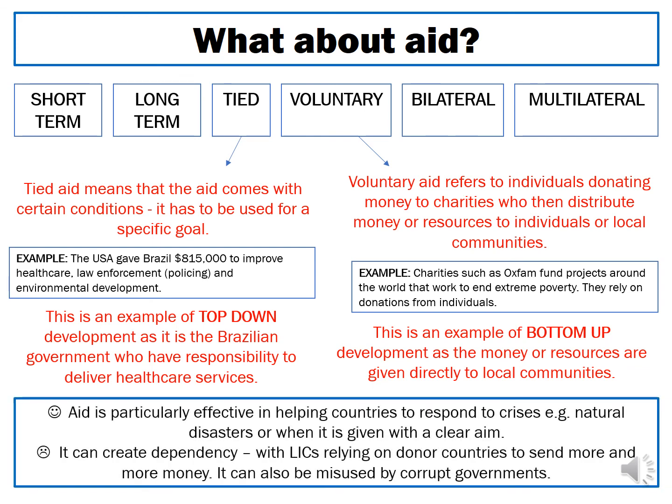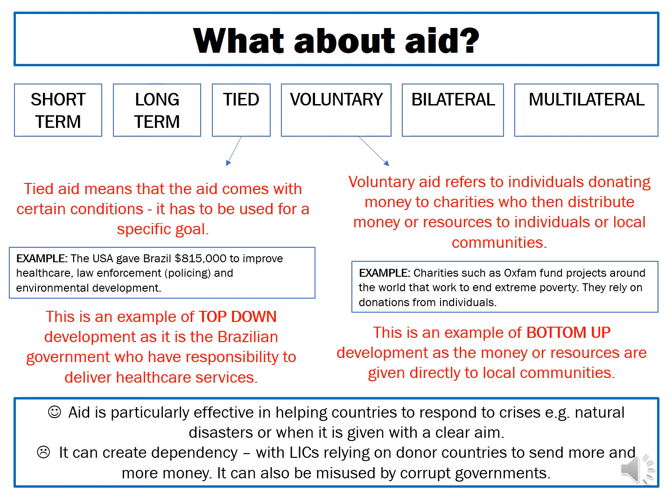In terms of the positives and negatives of aid, aid can be really effective in helping countries to respond to crises, so things like natural disasters, for example, or when the aid is given with a particular aim, a clear aim. So tied aid, for example, can be really effective.